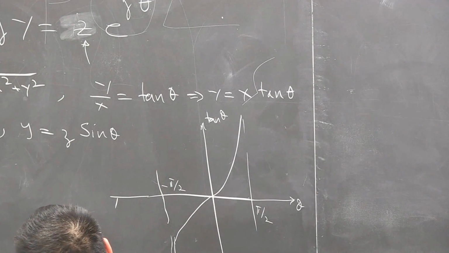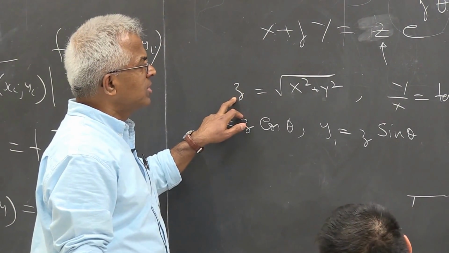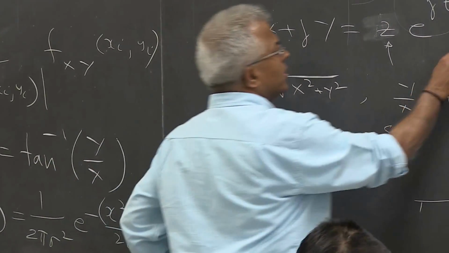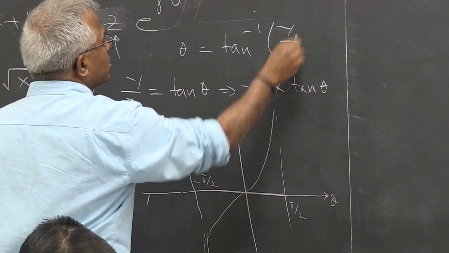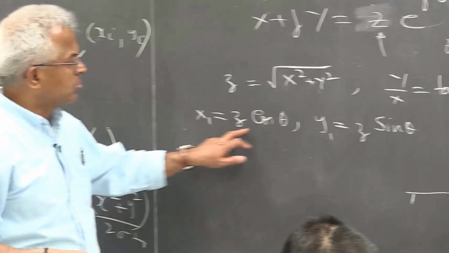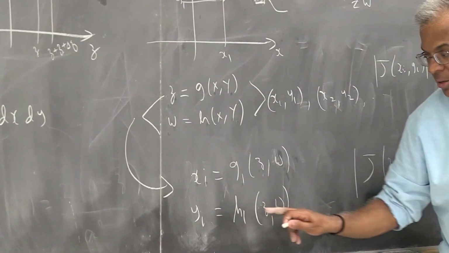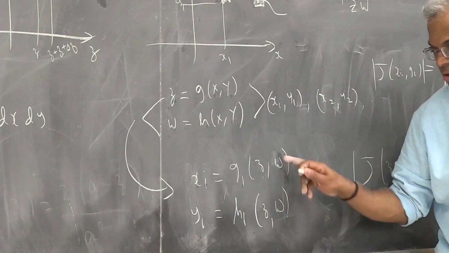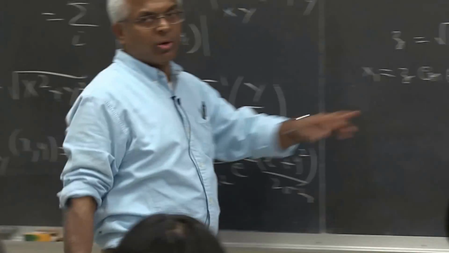So you see this is your one solution, right? Look at here, suddenly I have been able to express, for a given z, and theta was given to be tan inverse of y over x, x in terms of z and w, y in terms of z and w. Instead of w we have theta here. So this is my x1, y1.